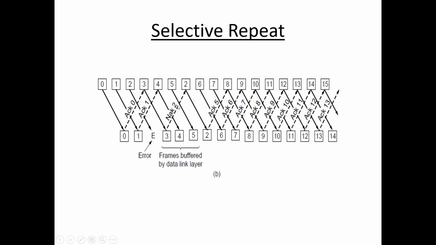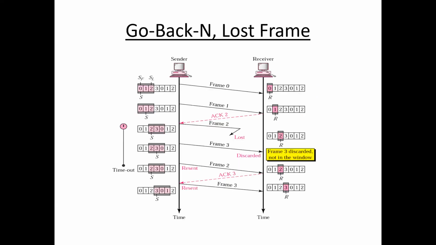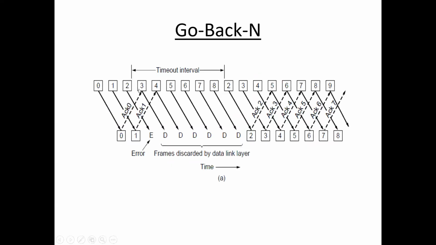So in selective repeat, there is no need to transfer the frames once again. Just retransmit the frame that has the error. There is no need to transfer the subsequent frames. That is the difference between go back N and selective repeat. Selective repeat means select the error frame and retransmit that frame only.